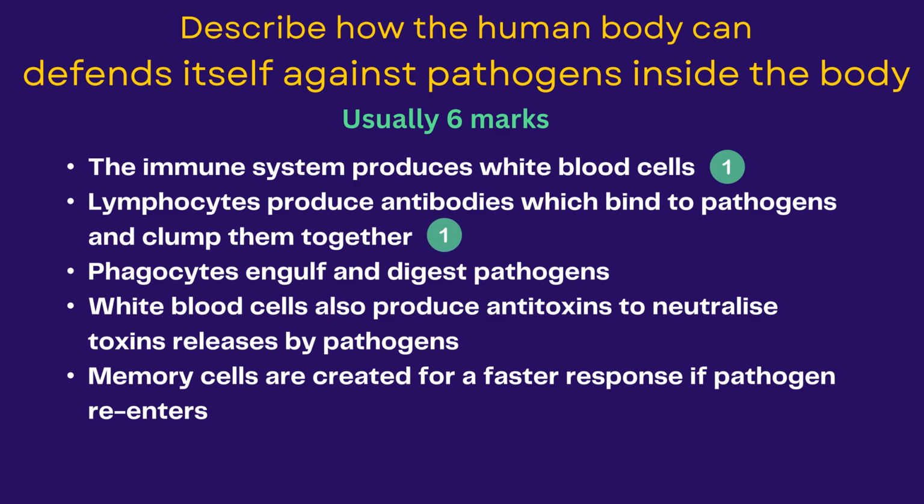The phagocytes then engulf and digest the pathogens. That's your third mark. White blood cells also produce antitoxins to neutralize toxins produced by the pathogens. That's your fourth mark. Memory cells, just writing memory cells will give you your fifth mark, right? So memory cells are created for faster response if pathogens were to re-enter. You'll get the last point for saying faster response on re-entry, okay?